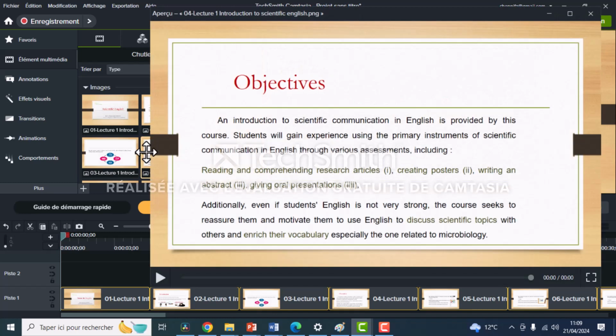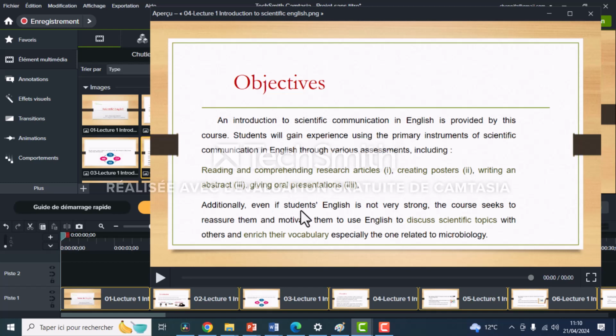Now, what are the objectives of this course? This course is an introduction to scientific communication in English. It aims to gain experience using the primary instruments of using English in a scientific way through various assessments. For example, through analyzing and reading research articles, making posters, writing an abstract and giving effective oral presentations.